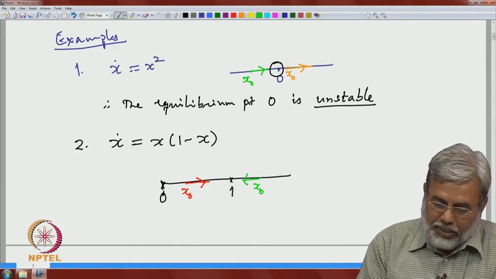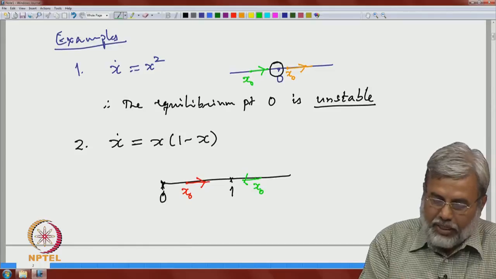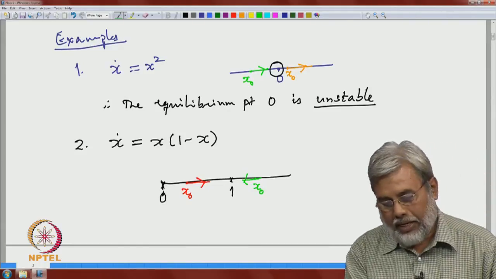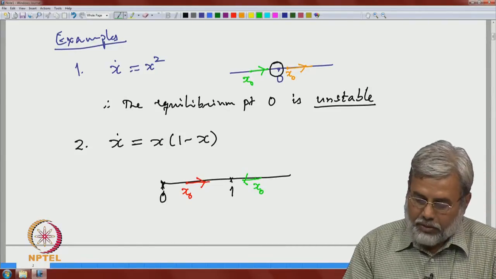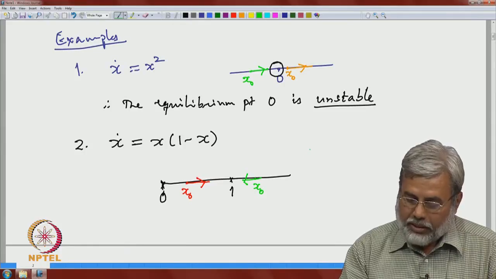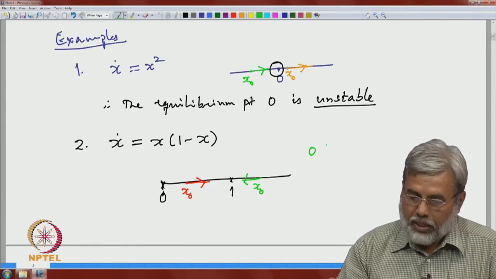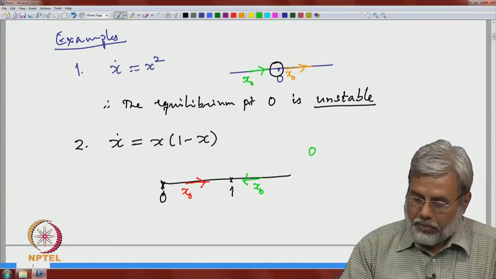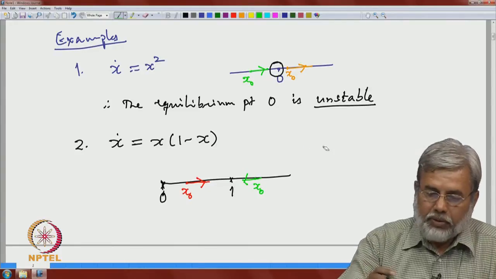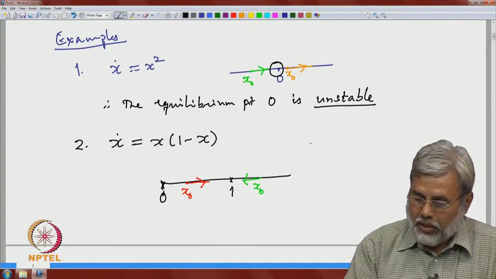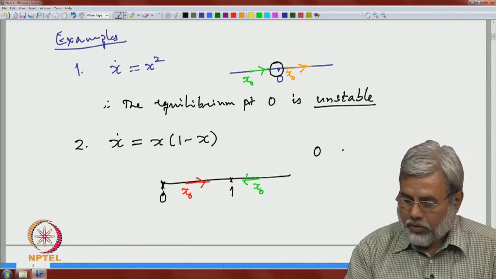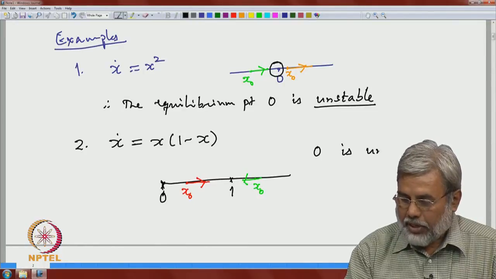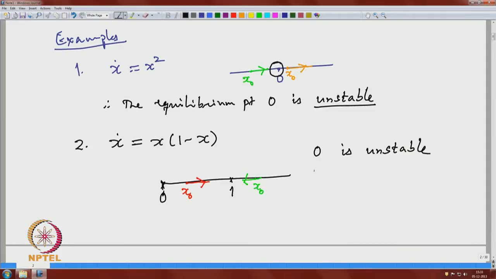Looking at this picture and again looking at the definition of stability and instability, 0 is unstable and 1 is asymptotically stable.